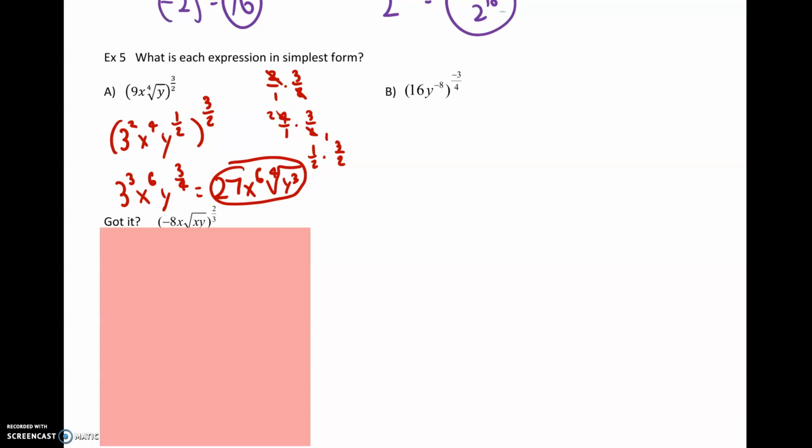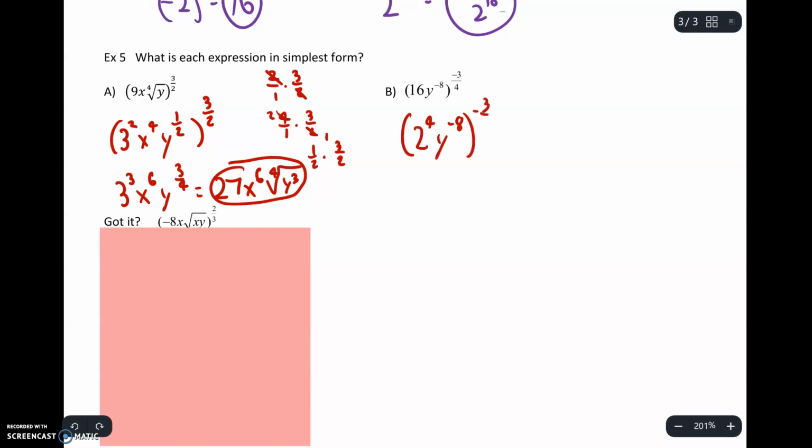If I'm looking to solve the other one, looks like I'm going to take some similar steps. It looks like 2 to the 4th is going to give me 16. Y to the negative 8th is already in good form to be able to combine later. So now if I just distribute that power again, 4 over 1 times negative 3 over 4, 4's cancel. I'm just left with 2 to the negative 3rd. And if I take negative 8 times negative 3 over 4, see what happens there. It looks like I get negative 2 times negative 3.